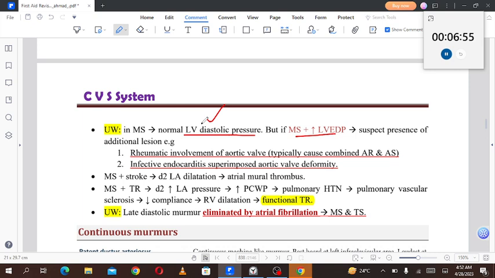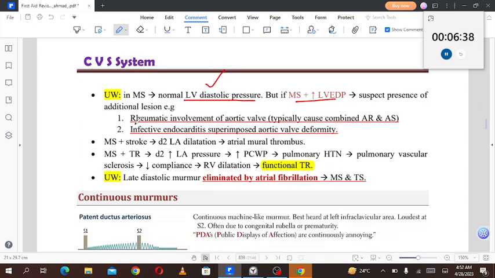But if there is an increase, it must be decreased, because the filling defect is there, because the mitral valve is not giving way to the blood to enter the left ventricle. So if you find that there is mitral stenosis, and on top of that the person is having an increase in the left ventricular diastolic pressure, you must suspect the presence of some additional lesion.